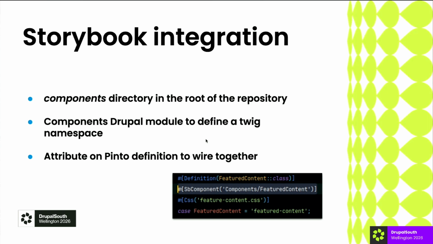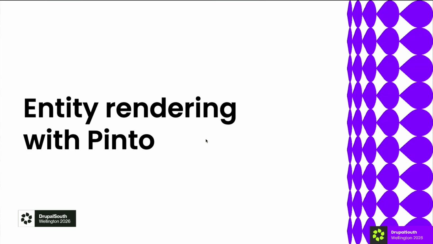Cool, so we've made our component. How do we actually use it in something that's useful? We all deal with rendering entities in Drupal. Most of the time that's how content gets displayed on the page. So using Pinto to render entities is sort of where the module really starts to shine. You're no longer messing around with display settings or overriding twig templates. You just wire up the component and you're kind of set to go.